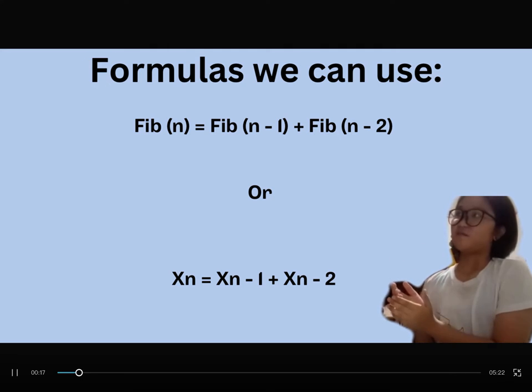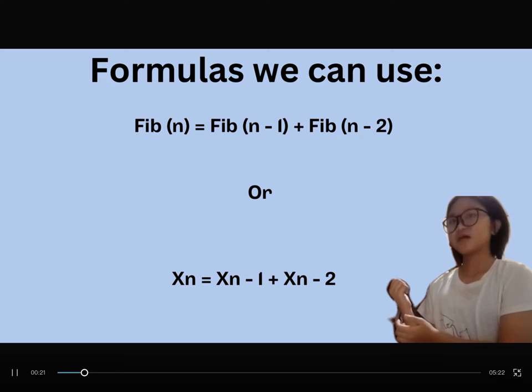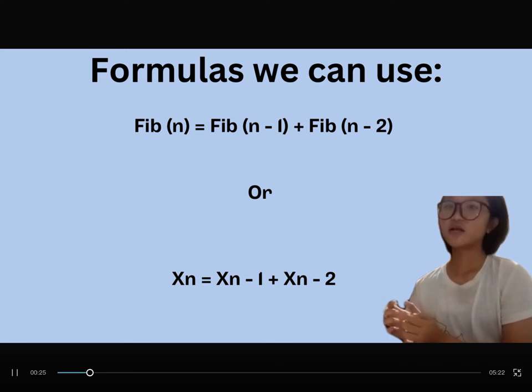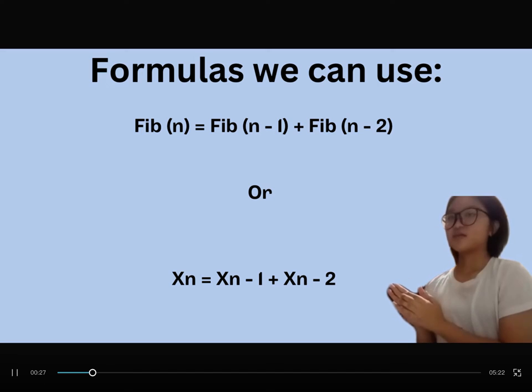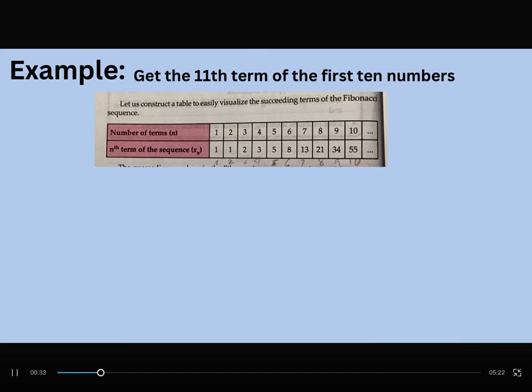Formulas we can use: Fibonacci of n equals Fibonacci of n minus 1 plus Fibonacci of n minus 2, or x sub n equals x sub n minus 1 plus x sub n minus 2. Let us construct a table to easily visualize the succeeding terms of the Fibonacci sequence.